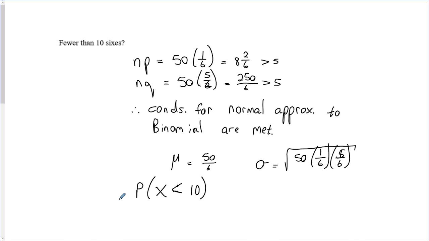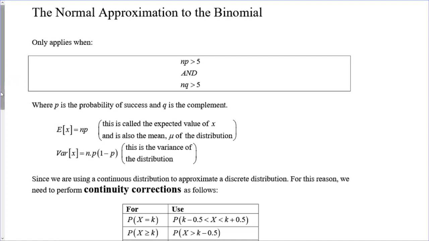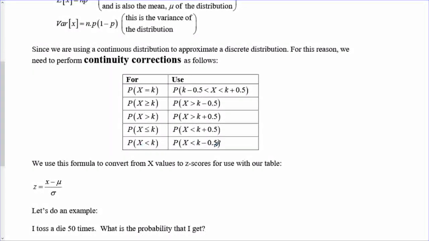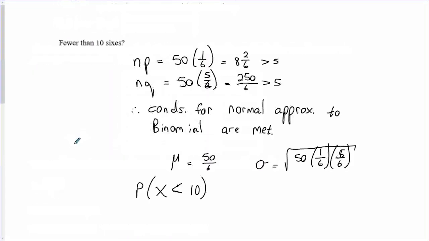Right. So from our continuity corrections, basically we're not going to go with less than 10, but we're going to go with less than 9.5. Let's just have a look at that. Less than 10, less than 9.5. Right, so we wouldn't put a 10 here. In fact, we would put a 9.5.